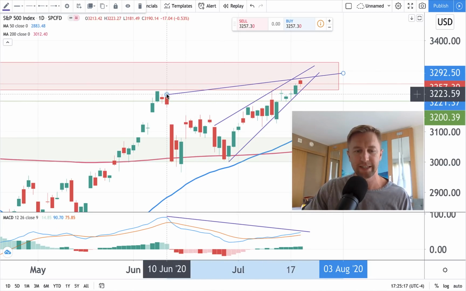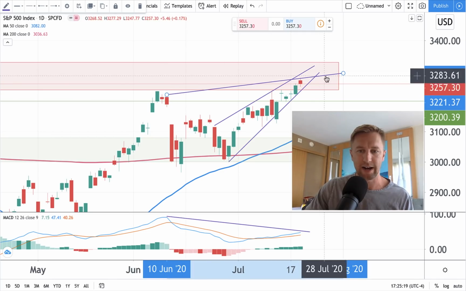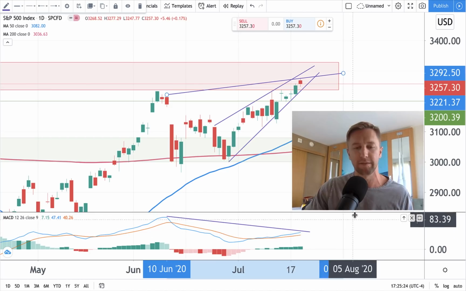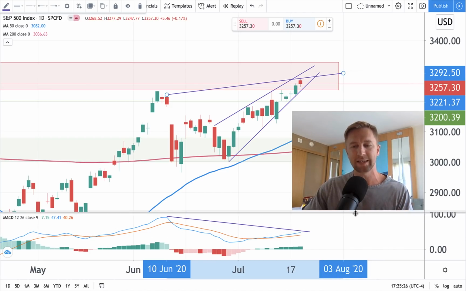So we have basically a high here and a higher high here, and then we have the high here and then a lower high here. That is a negative divergence within the MACD, and these negative divergences are some of the stronger types of divergences that take place. Now, that doesn't mean that everything's just going to collapse. However, you need to take these types of things into consideration from a bearish perspective.